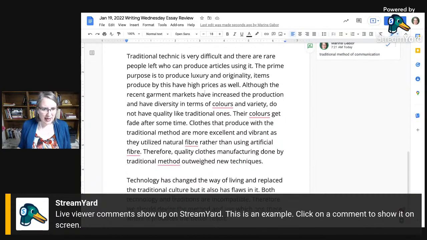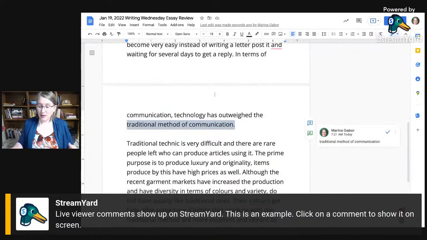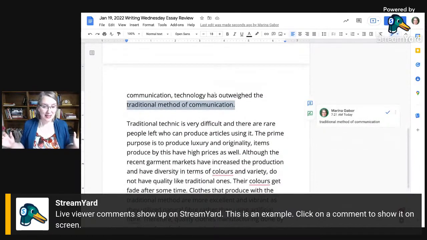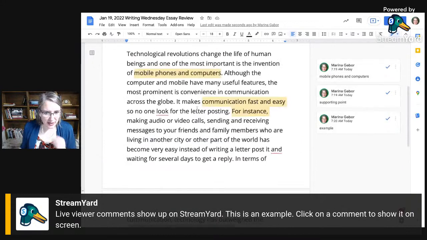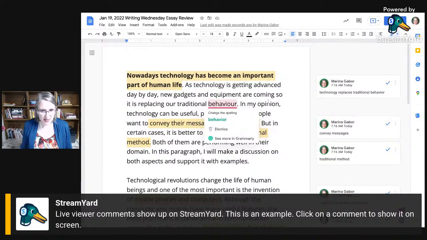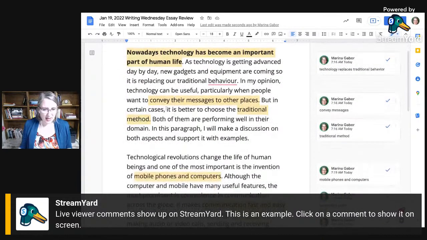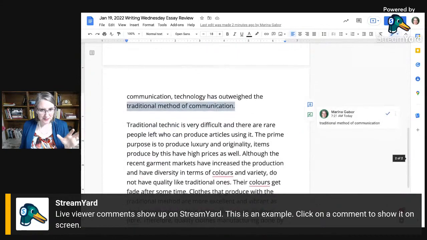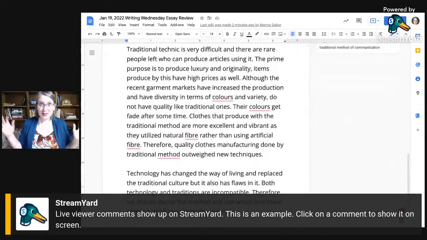Okay. Now I feel we went somewhere totally different. I thought we were talking about technology, new gadgets, equipment, conveying messages. So I thought we were talking about phones, computers, that kind of technology. And all of a sudden, we're talking about something totally different. Let's keep reading and see what we can find out.